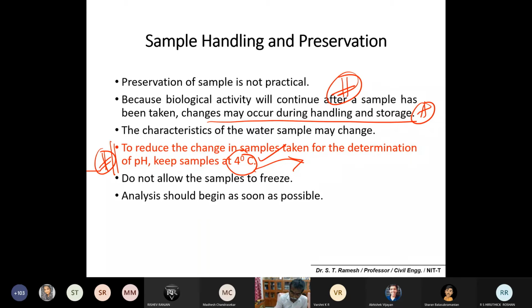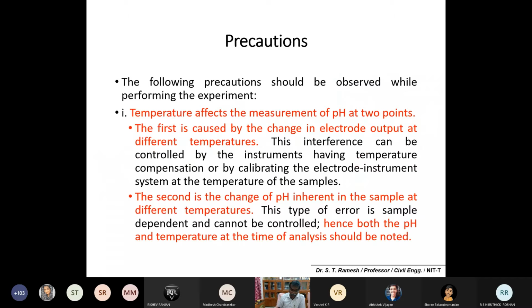So these are the sampling. Take the sample in a clean container, take it to the laboratory and do the test immediately. And if the conditions are not favorable, then you can also preserve the sample at 4 degrees Celsius, which will arrest your microbial activity. See, these are the precautions. Please make a note on.